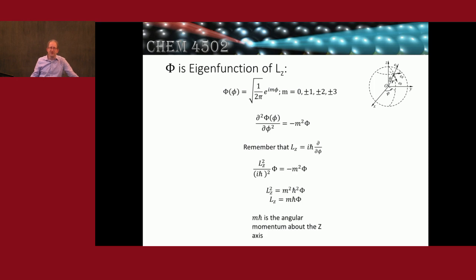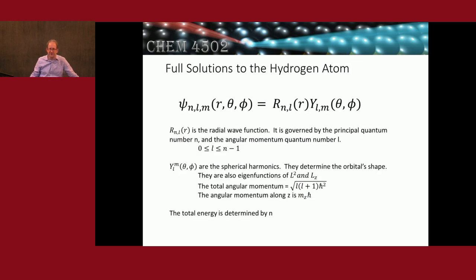These wave functions are also eigenfunctions of Lz, right? When we take Lz and operate on the spherical harmonics, we get m h bar times the spherical harmonics. And then finally, the full solution to the hydrogen atom wave function is just multiplying the radial wave function by the angular wave function. Okay.